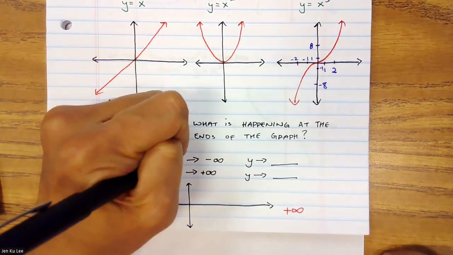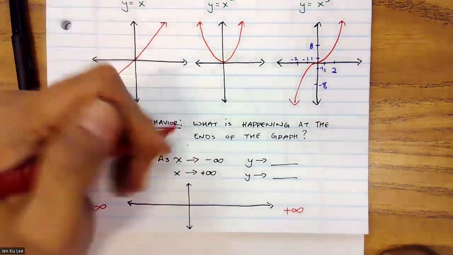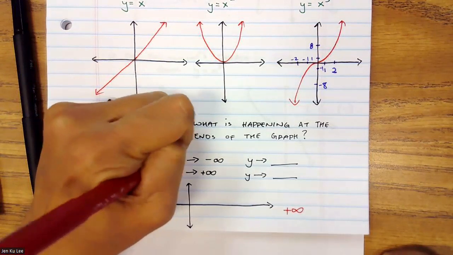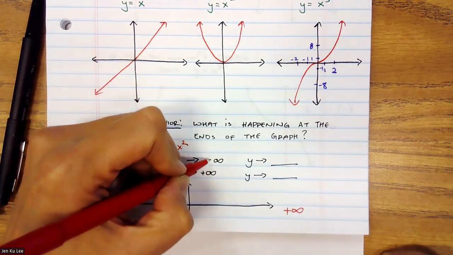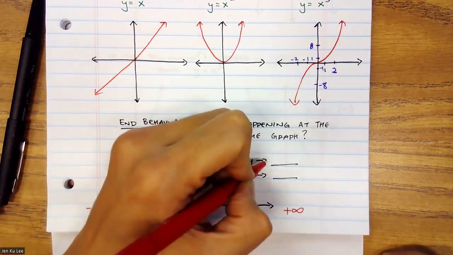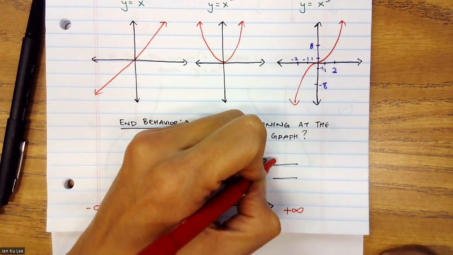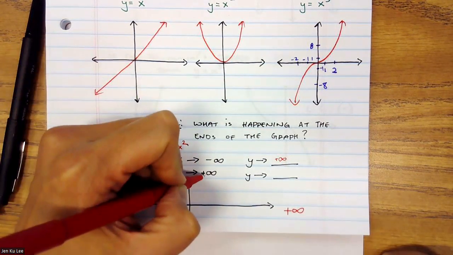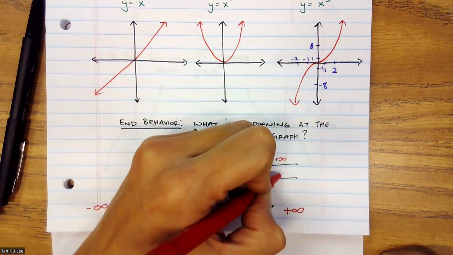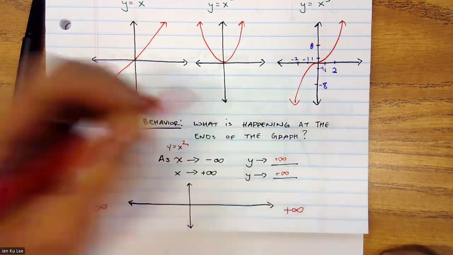So for y equals x squared, my end behavior would be: as x approaches negative infinity, y approaches positive infinity, and as x approaches positive infinity, y would also approach positive infinity.